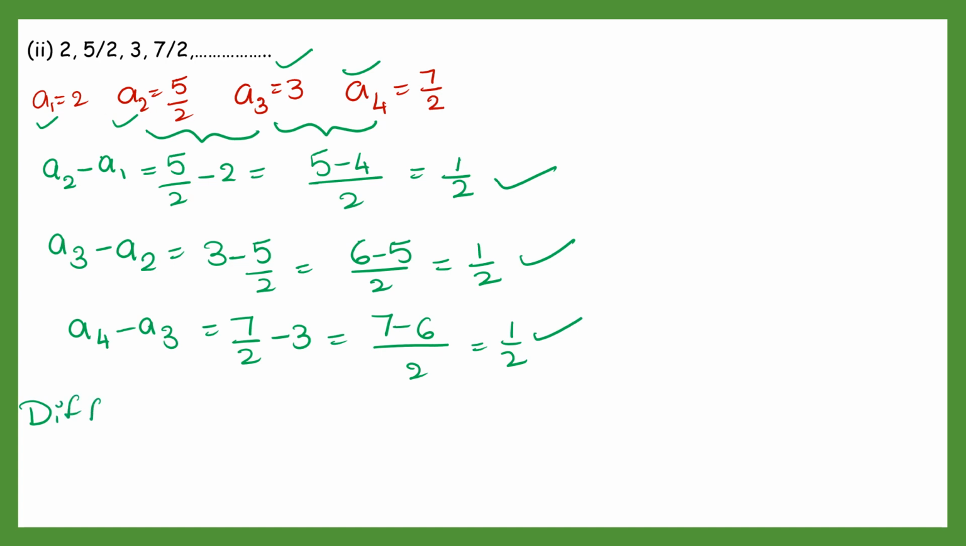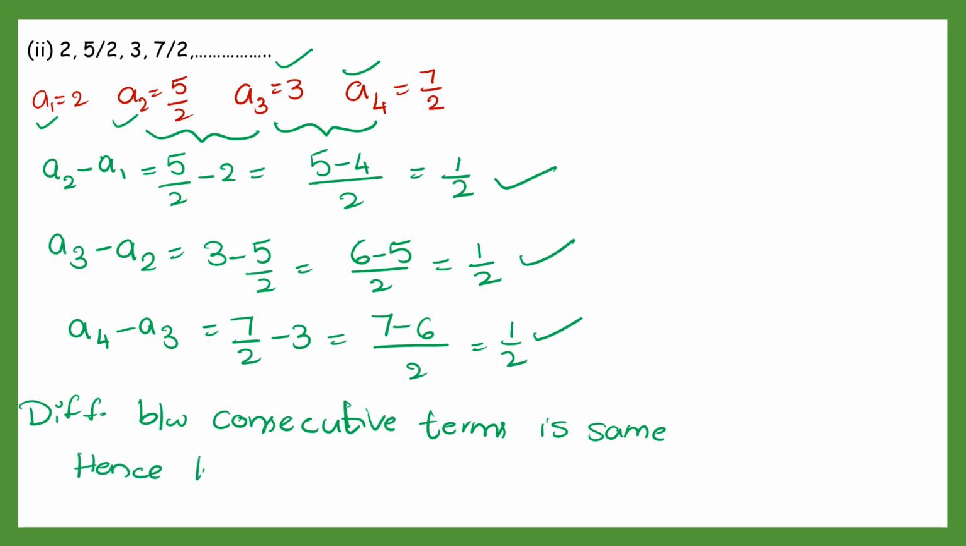The difference between consecutive terms is the same. Hence, the list is in arithmetic progression. Now, they are asking us, if the list is in arithmetic progression, to write 3 more terms. We should write 3 more terms. You have till A4. What will be the fifth term?